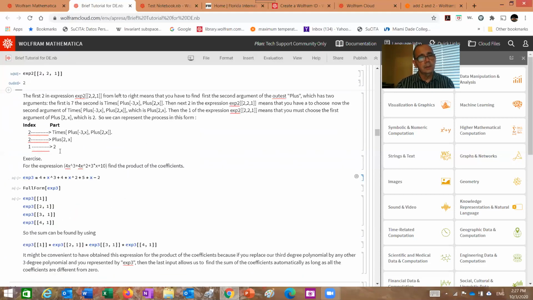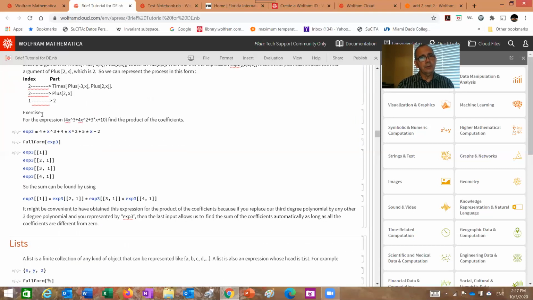Okay. Well, this is an explanation of what I told you before. The first 2 represents that you go to the second argument of the outermost function, which is a plus. Then it's going to be times of this. Then the next 2 indicates that you go to the second argument of this previous function, which is plus 2, x, and the 1 tells you that it goes to the first argument of this expression.